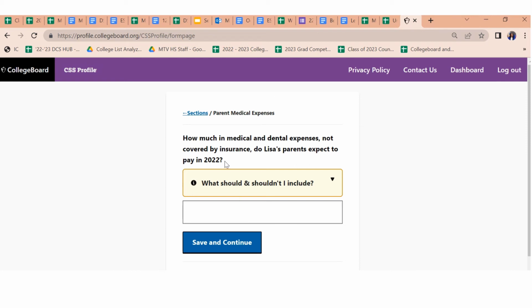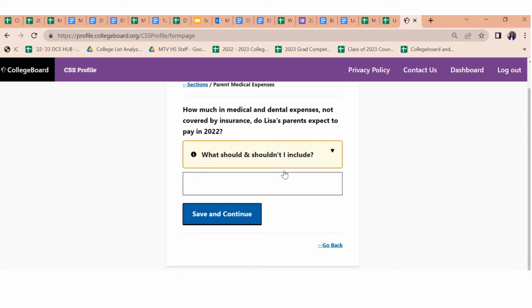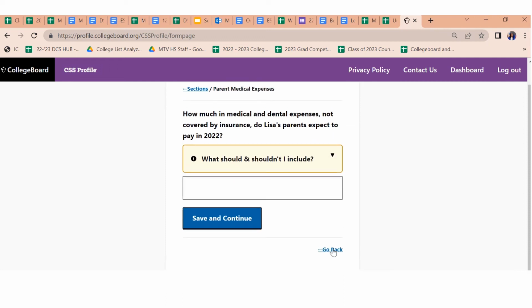And then it's going to ask the same question about what do you expect to pay in 2022. So as compared to the last question that was talking about what did you pay in 2021, this is asking what do you expect to pay. Again, if you are not sure what to put here, talk to your college counselor, but you can also leave this blank as it is not required.